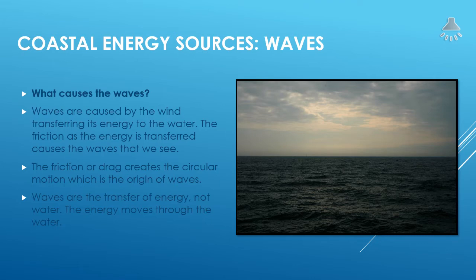Second source of energy at the coast is the waves. Now, waves are basically caused by the movement of the wind over the surface of the water, and the energy in the wind is transferred to the top layer of the water, and that is what causes the wave. So it's basically the friction as the air moves over the water. The air's kind of pushing, tickling, caressing, whatever you want to say, the water along. And that's why we get the waves, because the air is basically dragging the water along.